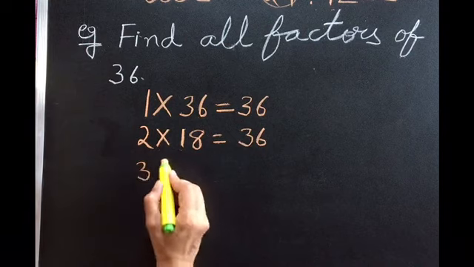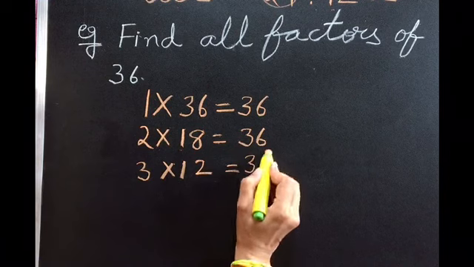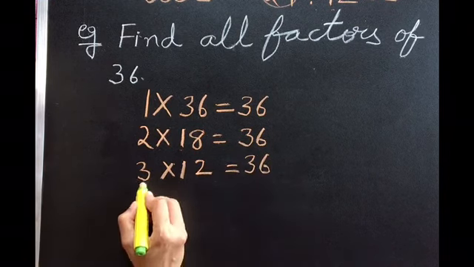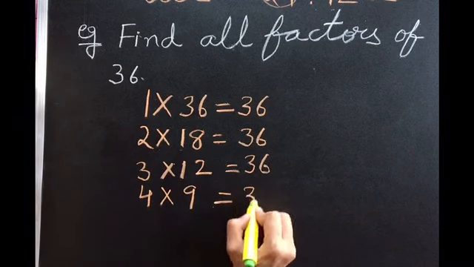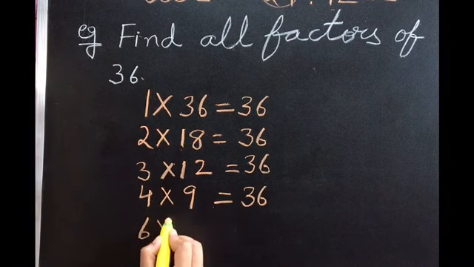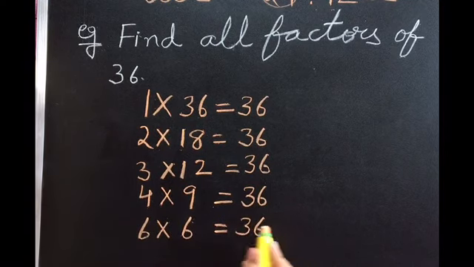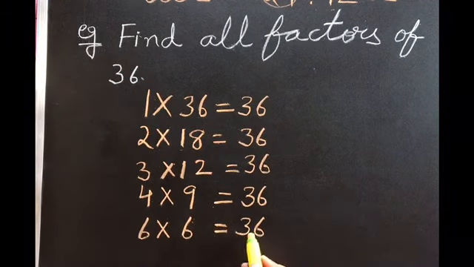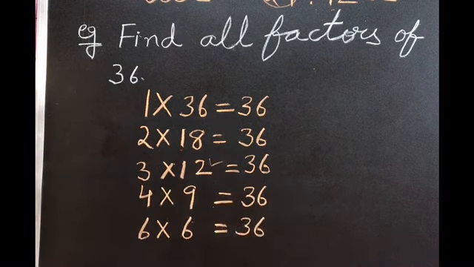Then 3 multiplied by 12 equal to 36. Then 4 multiplied by 9 is equal to 36. Then 5, no, it doesn't come in the table of 5, and 6 multiplied by 6 is equal to 36. Then 7, no, 36 doesn't come in the table of 8, and 10, 11 and 12 we have already included. So that's it. We are going to take these only.